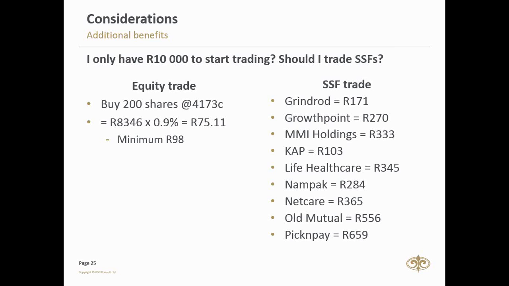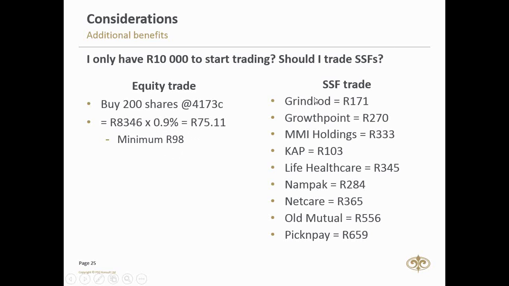Now 2% on 10,000 Rand is 200 Rand. So it's much less, so you get less flexibility. But let's say, for example, you've only got 10,000 Rand. You can go buy equity trade, you can go buy 200 shares. Okay, this is talking about Old Mutual, by the way, at 41 Rand 73 yesterday. So your exposure would have been 83,000 Rand times 0.9%, would have been 75 Rand brokerage. However, our minimum brokerage is 98 Rand.